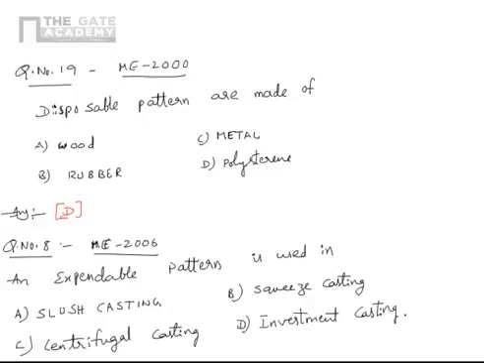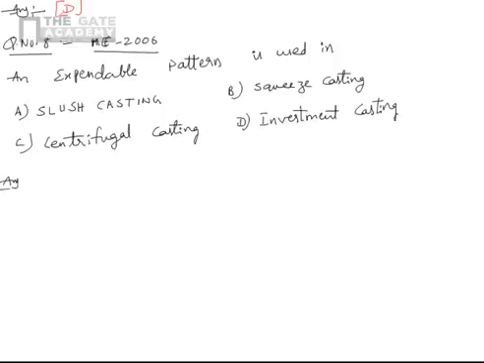So expandable pattern, we know that wax pattern is used in investment casting. Wax is an expandable pattern because once the mold is prepared, we remove the pattern by heating the mold, so that the wax pattern will become liquid. We remove the liquid by tilting the whole mold. So that's why it is called expandable pattern. Answer is D.